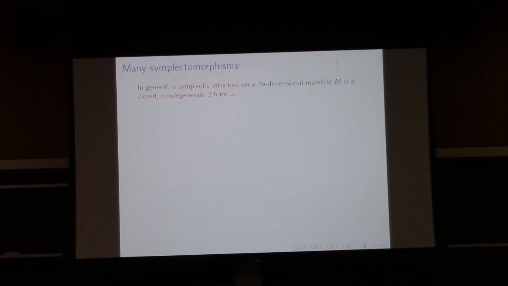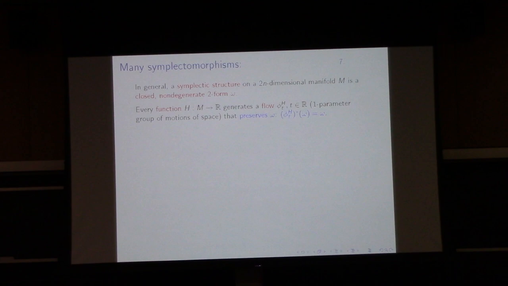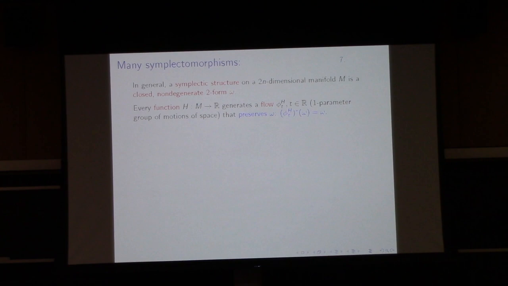And it's non-degenerate, which means that there's always, I've written it down here, if you're given a vector v, you can always find another vector w such that the form omega doesn't vanish on that pair. So there's no completely null direction. That's non-degenerate. Now, one of the reasons this is an important structure is that there are many diffeomorphisms in space that preserve it.